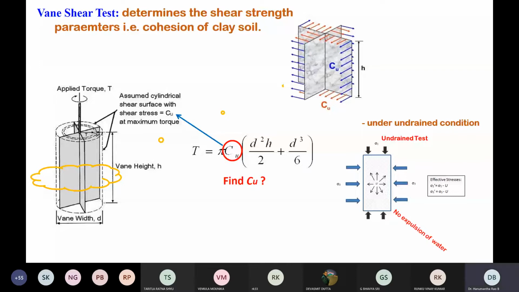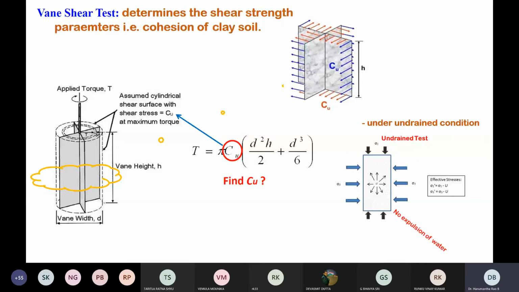So the vane shear test can be conducted both in the laboratory as well as in the field. Both the experiments are very prevalent, but the field test is more prevalent and widely used rather than the laboratory test. These schematic diagrams demonstrate how the vane shear test is conducted in the field. This is a vane shear machine. As you can see, this is the vane shear, driven into the ground.